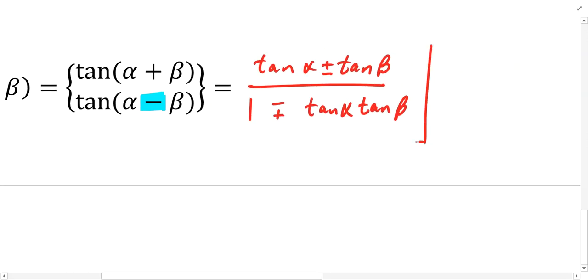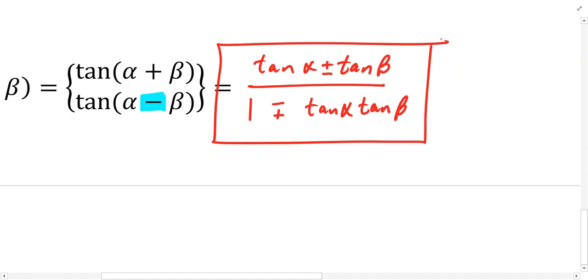So when we're looking at the condensed form of both the sum and difference identity, this is what I'm looking for as an end result. Tangent of alpha plus or minus tangent beta, but in the denominator, 1 minus plus tangent alpha times tangent beta.